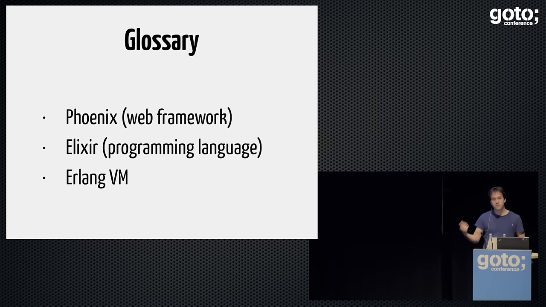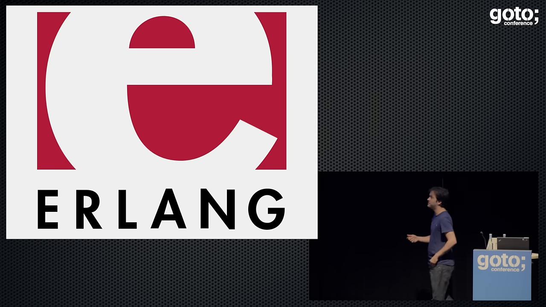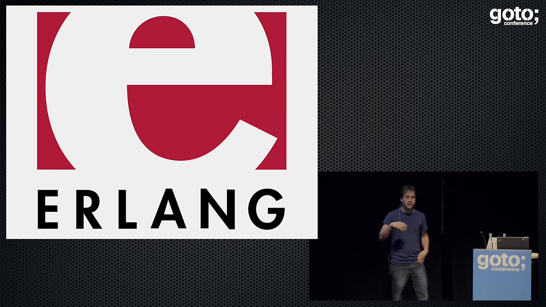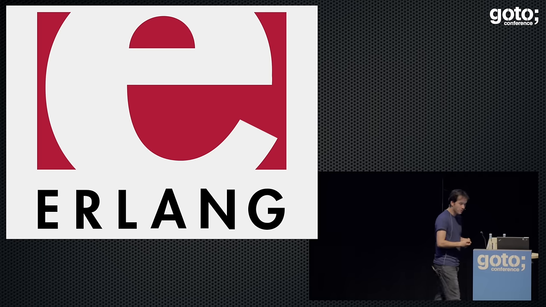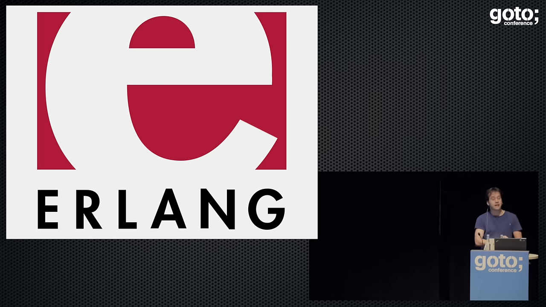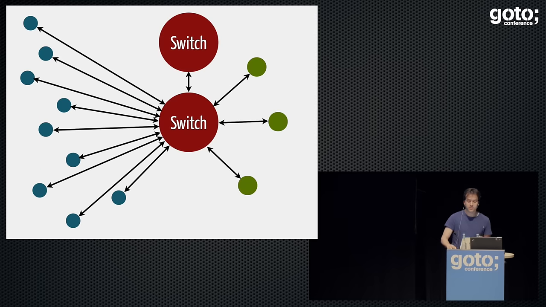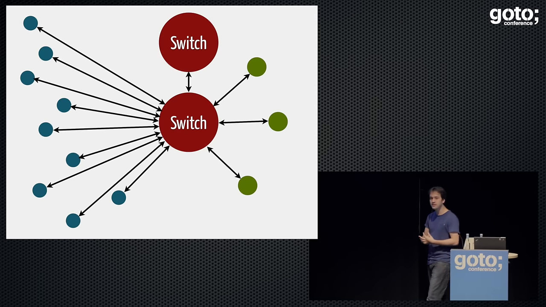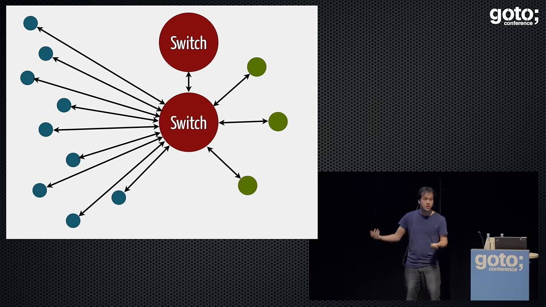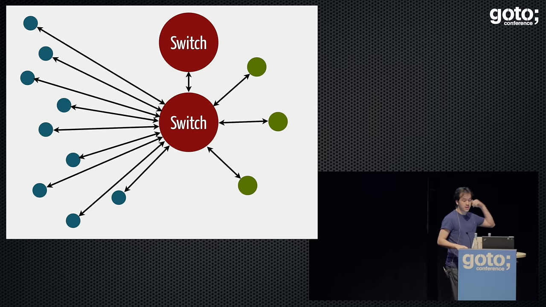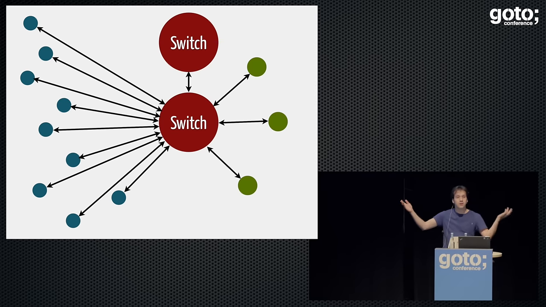So for those who are not familiar with the Erlang virtual machine, not familiar with Elixir yet, Erlang, the virtual machine, the runtime and everything, was created by Ericsson, which is a telecommunication company. And one of the things they were doing at the time, this was about three decades ago, they were building telephone switches. And one of the things that a telephone switch needs to do is to be able to connect person A to talk to person B, right?